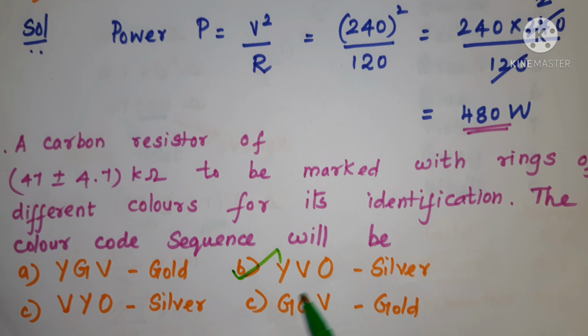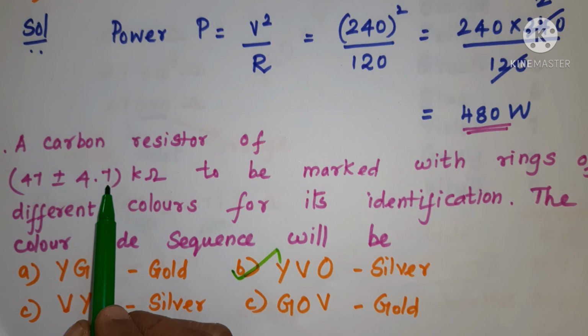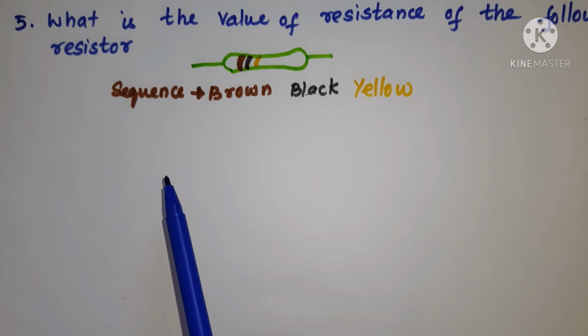Option B is the correct one. It is yellow, violet, orange and then silver. This is the color code sequence of 47 plus or minus 4.7 kilo ohm resistor.